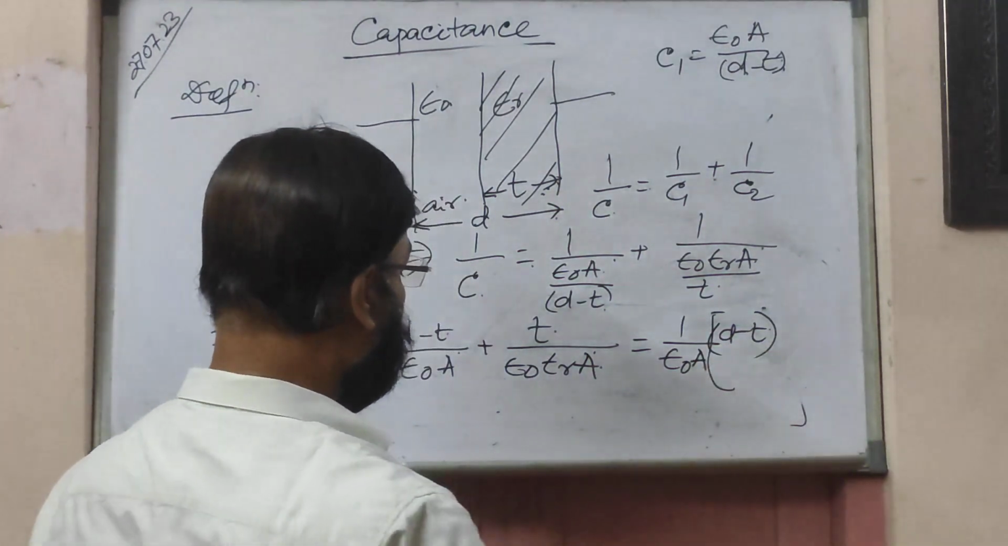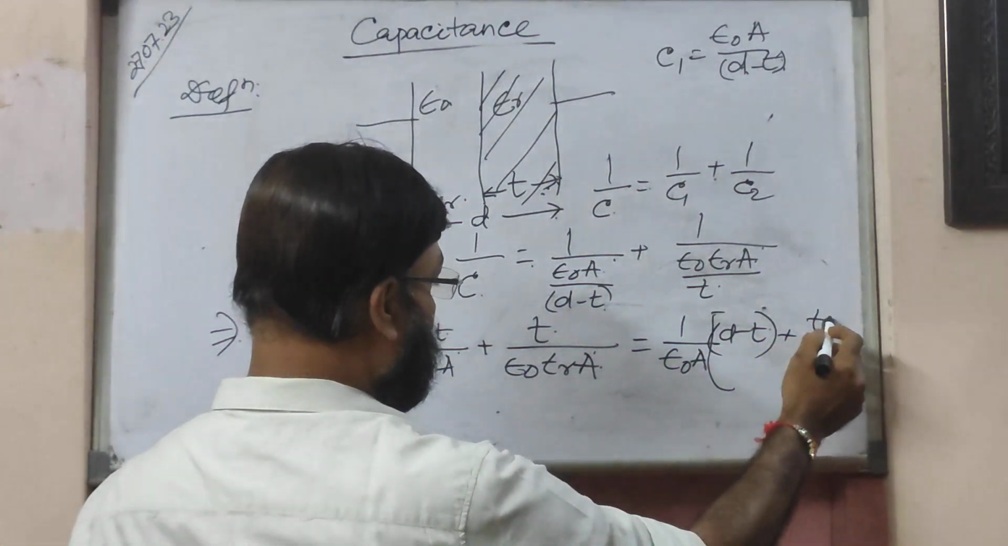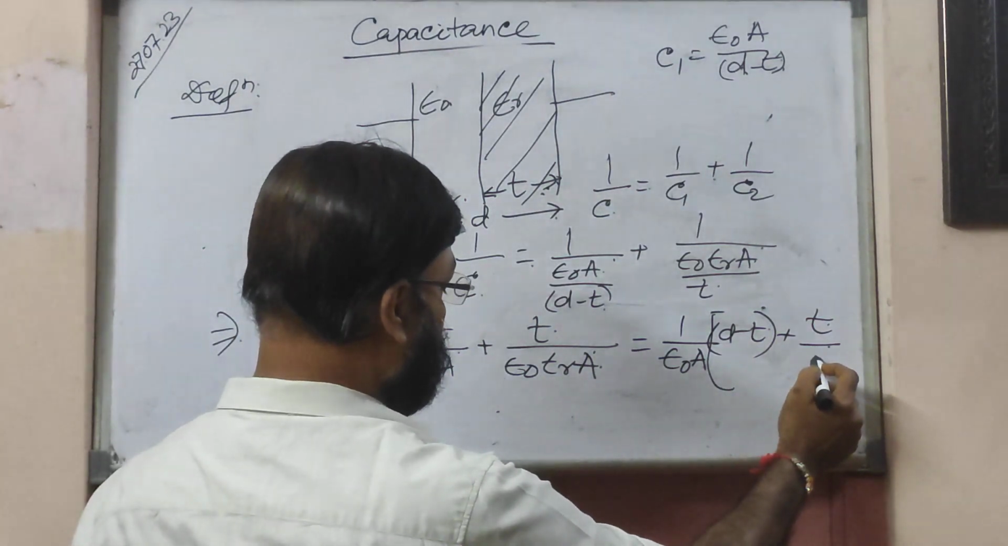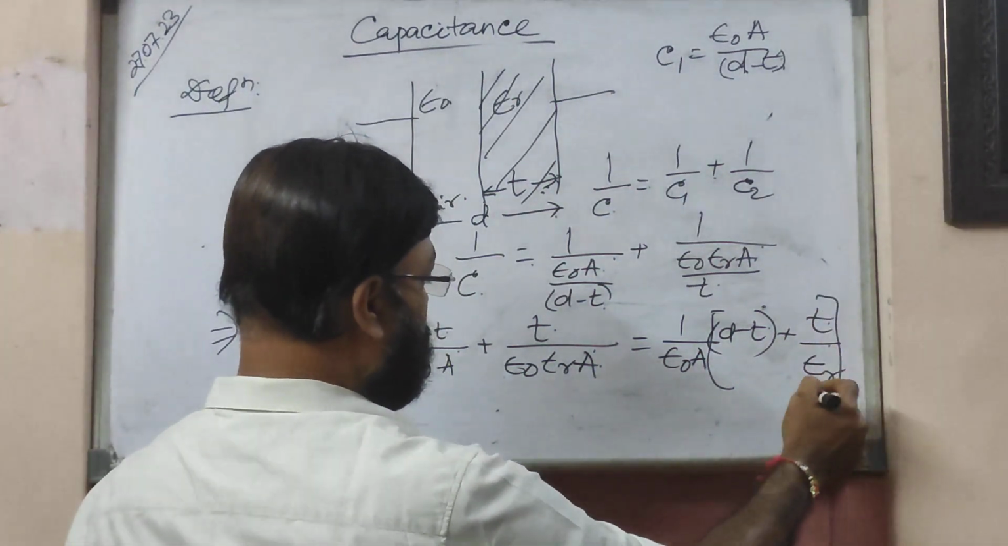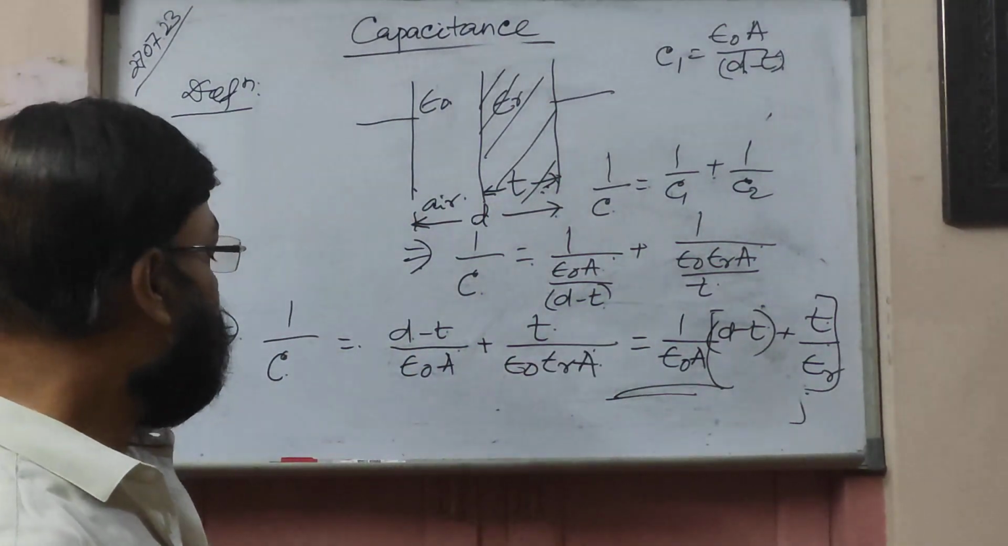So this will be D minus T plus T divided by epsilon r. So this will be the formula, and if we take the reciprocal of this, we can find the equivalent capacitance.